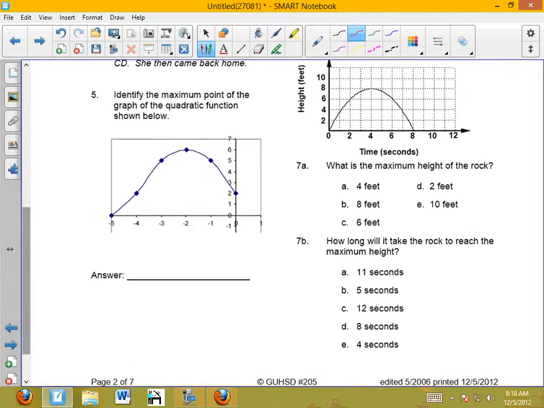Identify the maximum point of the graph. Now, this has to be in an ordered pair format. So I need my x-value first. The x value looks like it's about 2, so I'm just going to call it, I'm sorry, -2. My y value is 6. There we go.